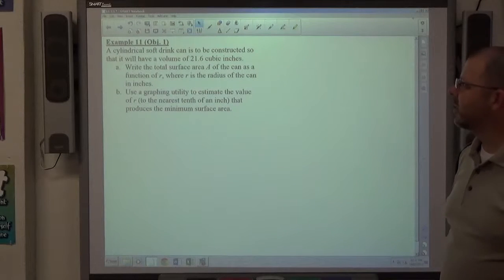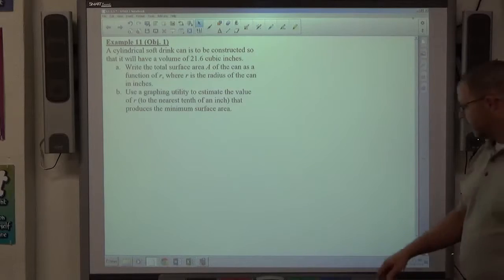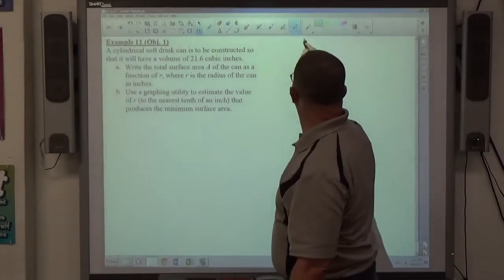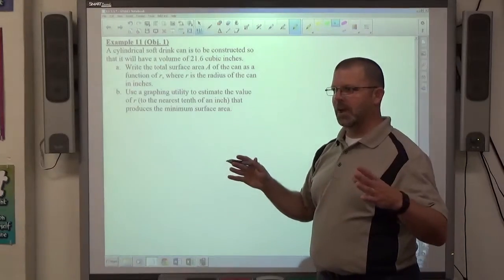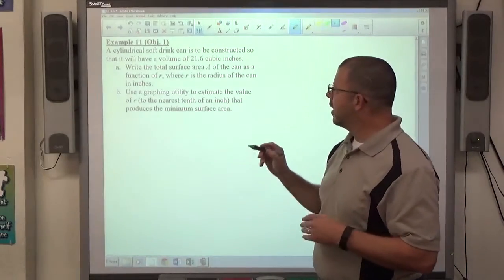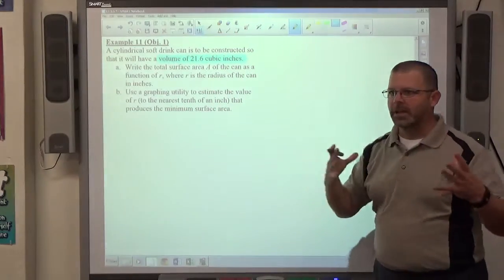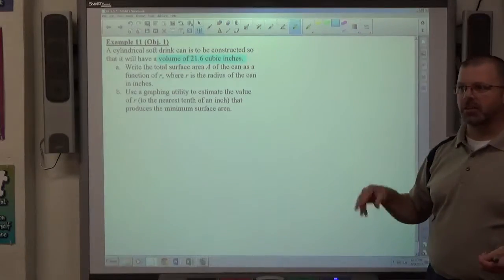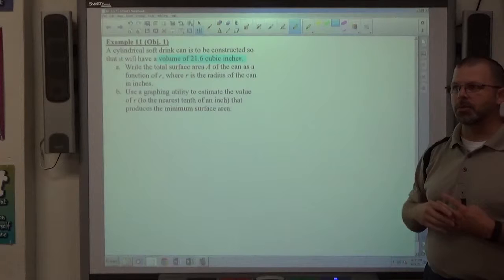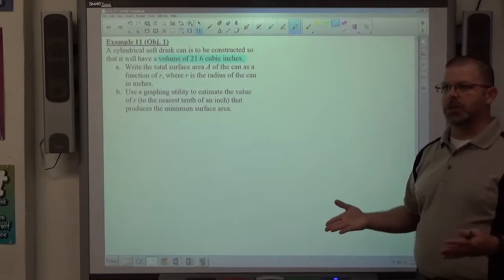Okay, example 11. A cylindrical soft drink can is to be constructed so it will have a volume of 21 cubic inches. Notice that this is maybe not noticed by you guys as much as it is by me, but fixed volume is important. So anytime you're trying to do any kind of optimization, which is what this is, and we're going to do optimization in calculus using calculus, we're doing optimization here using algebra and our calculators, but anytime you're optimizing something, they're going to hold something constant.